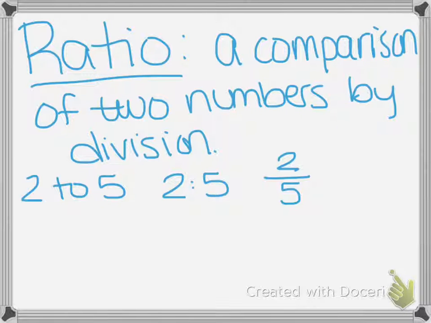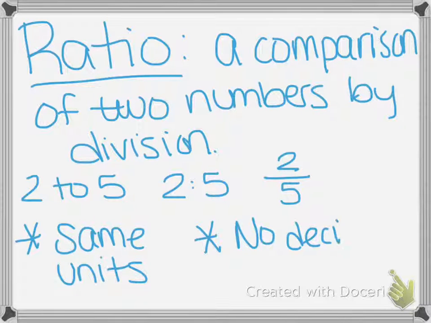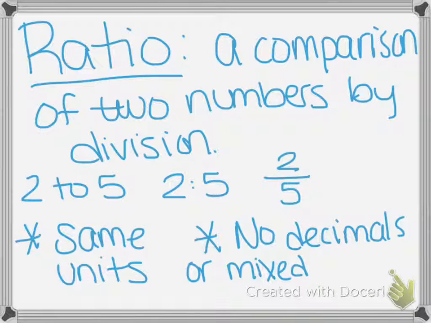So some important things to note about ratios. When you're talking about ratios, you have to make sure the numbers you're comparing have the same units. And you have to make sure that you use integers. There are no decimals or mixed numbers when you're writing a ratio.